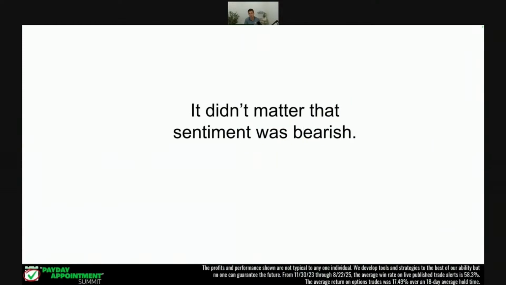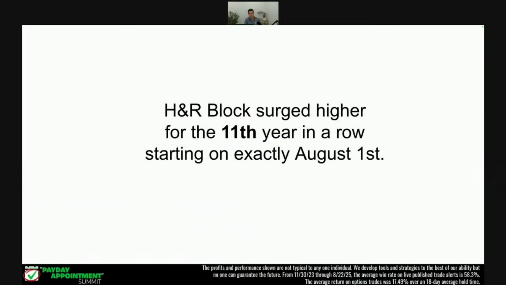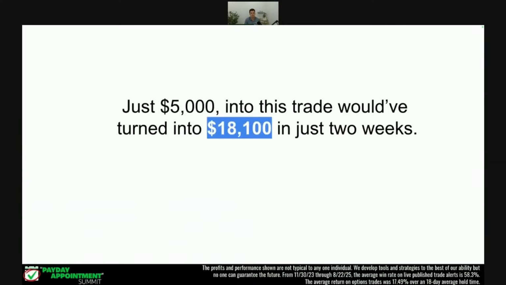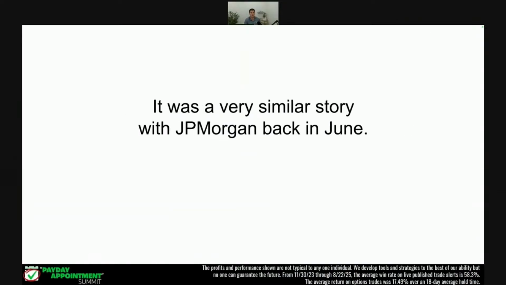And it didn't matter that the market was crashing. It didn't matter that sentiment was bearish. H&R Block surged higher for the 11th year in a row, starting on that date. Just $5,000 into this trade would have turned into $18,000 in just 2 weeks. Same story with JP Morgan back in June.